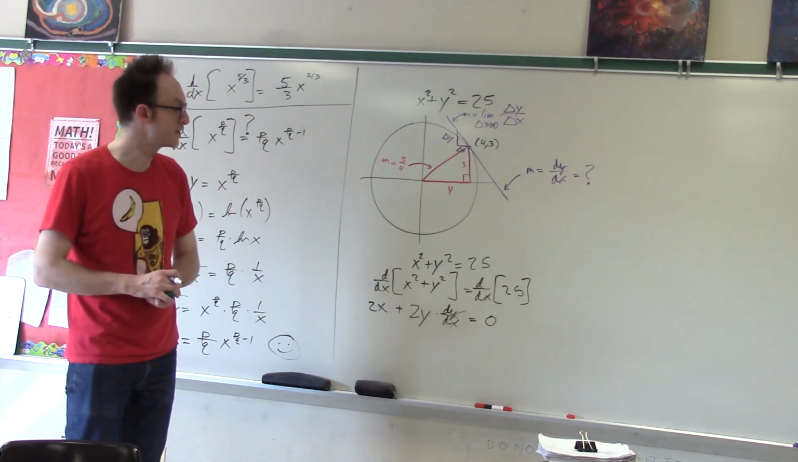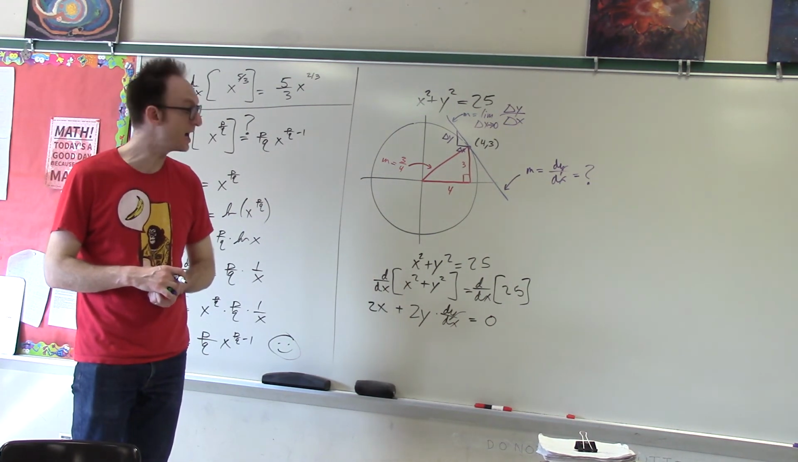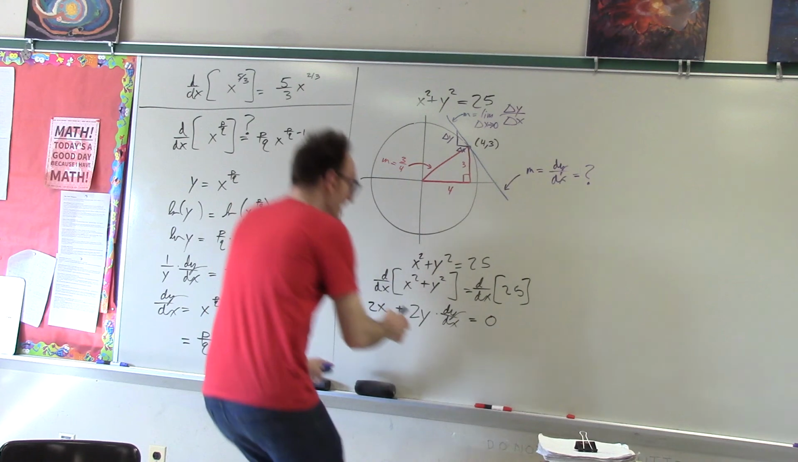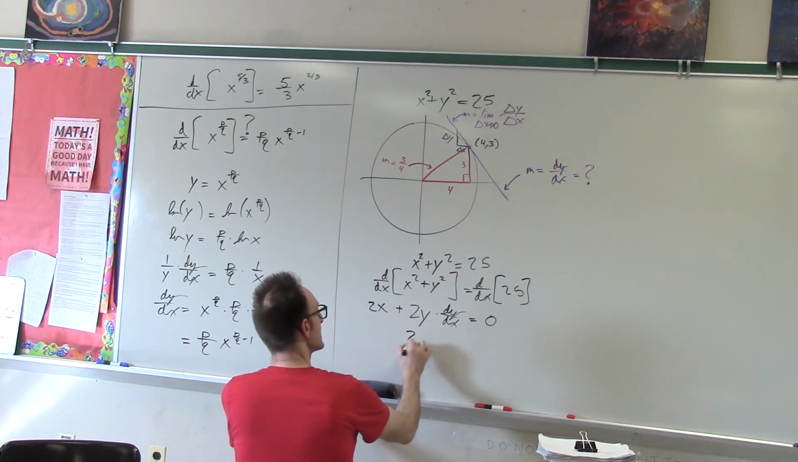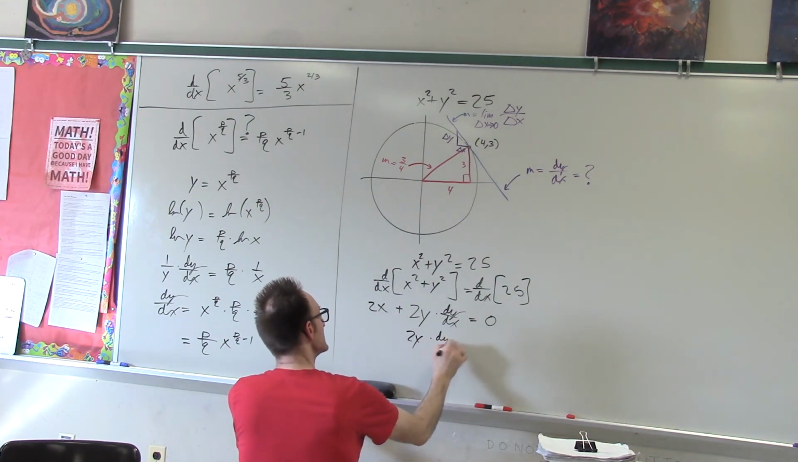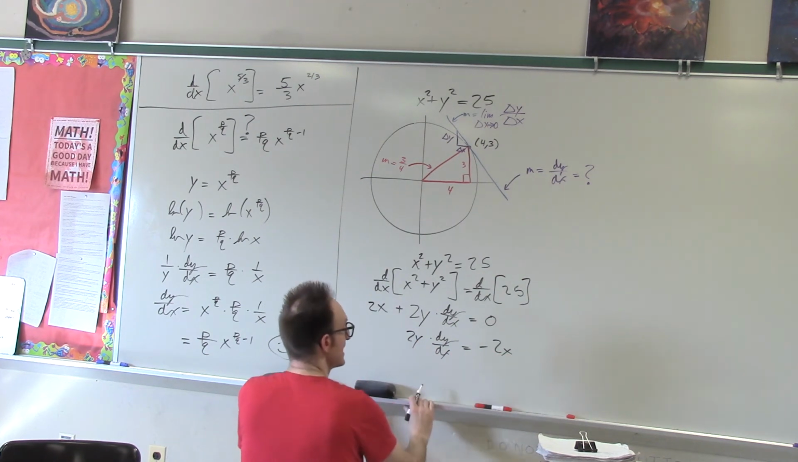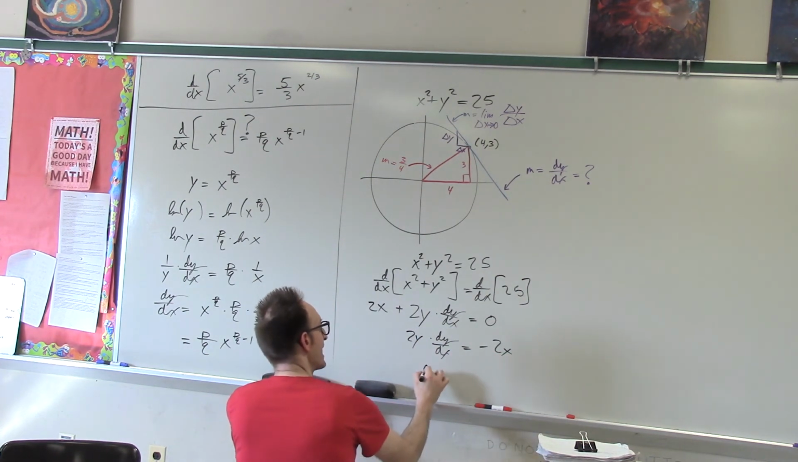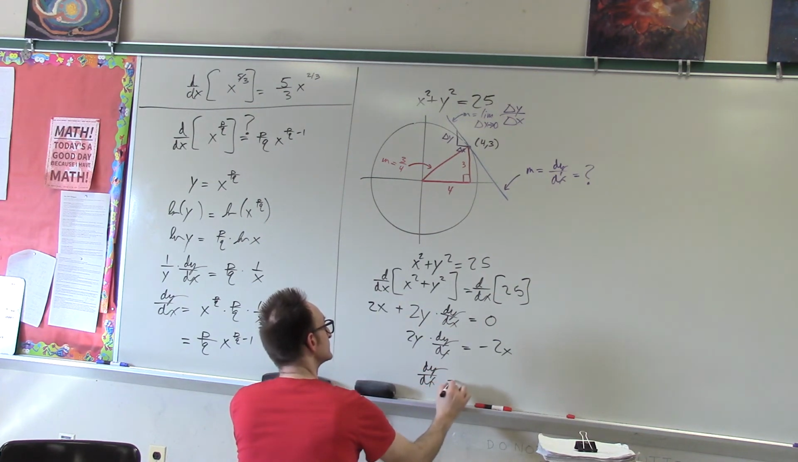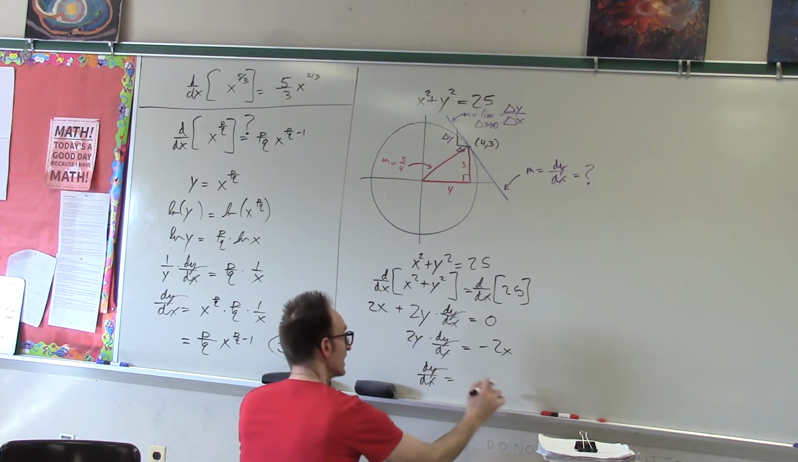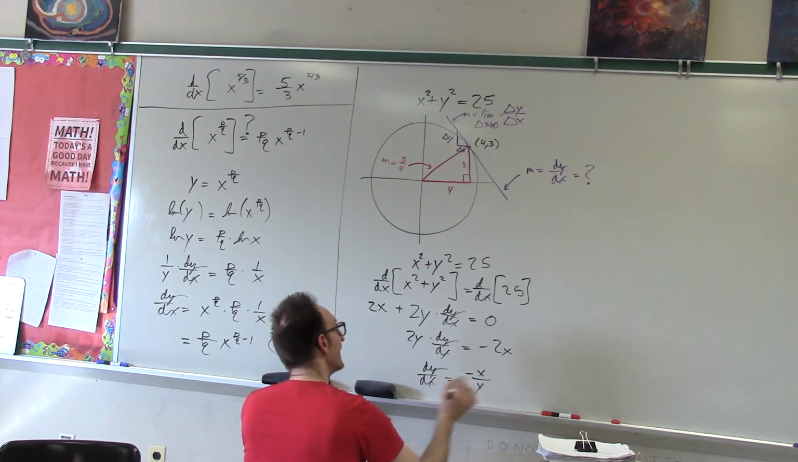All right, so now I have an equation, and I can just solve this equation. 2y times dy dx equals negative 2x, and I just divide by 2y, and what do I get? Negative x over y.